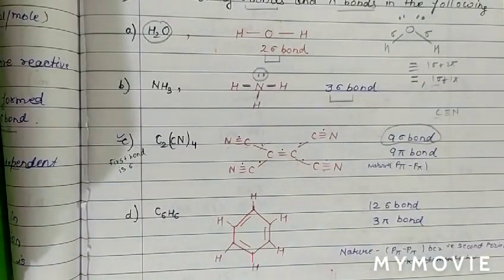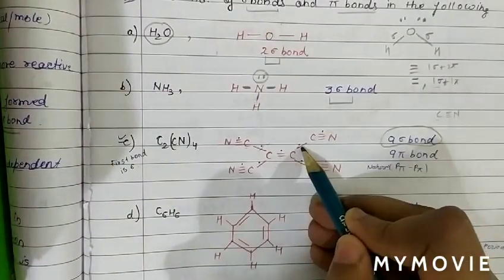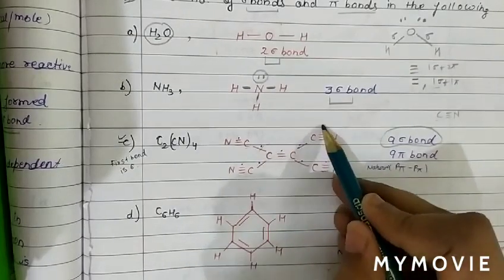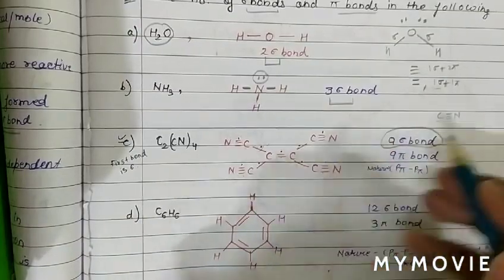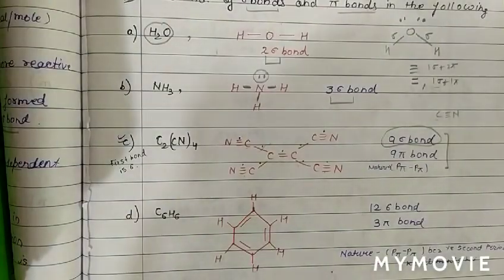Now we will calculate pi bonds. See, 1 sigma, 1 pi, so 1 pi. There is no pi, no pi, no pi, so there is only 1 pi. Now 1 sigma, 2 pi, 2 pi, 2 pi, 2 pi. This is 8 pi and 1, so 9 pi. So there are 9 sigma and 9 pi bonds in this molecule.